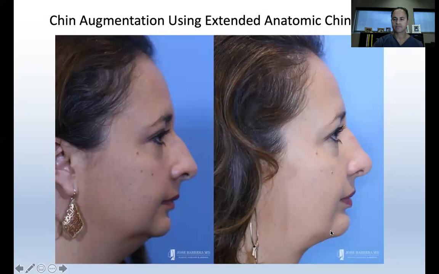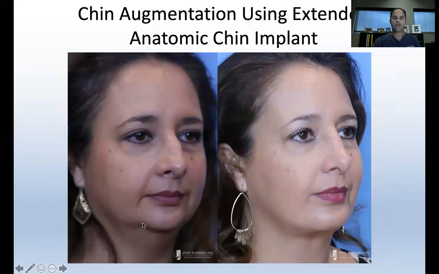This is the patient on 3/4 view, and you can see a straighter jawline, and we're disguising the prejowl sulcus and also camouflaging the jaw itself. Same patient on frontal view with a very deep prejowl sulcus and very heavy jaw on both sides, with improvement of the jawline with an extended anatomical chin implant. This patient obviously would benefit from a facelift, but she did not elect to do so.